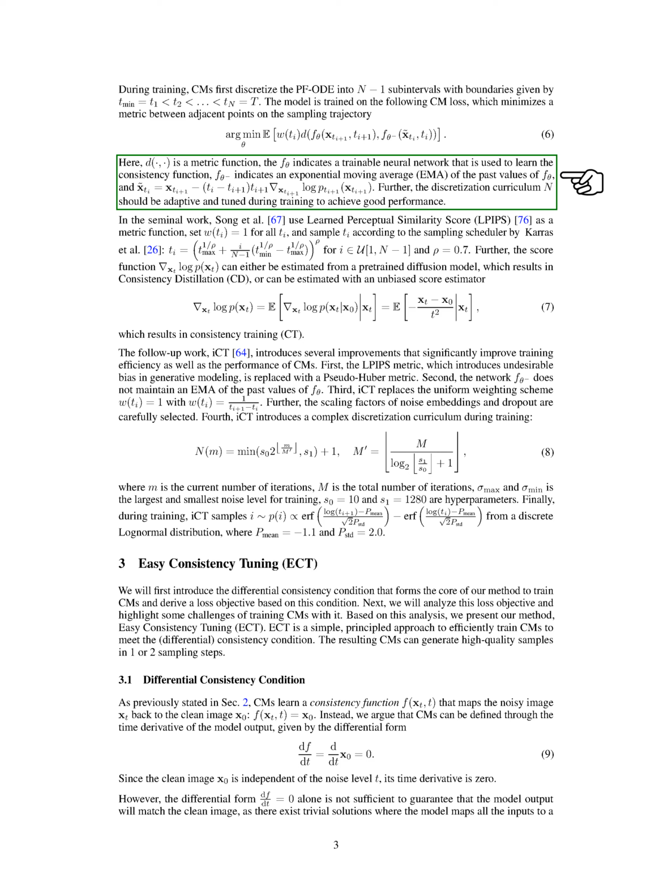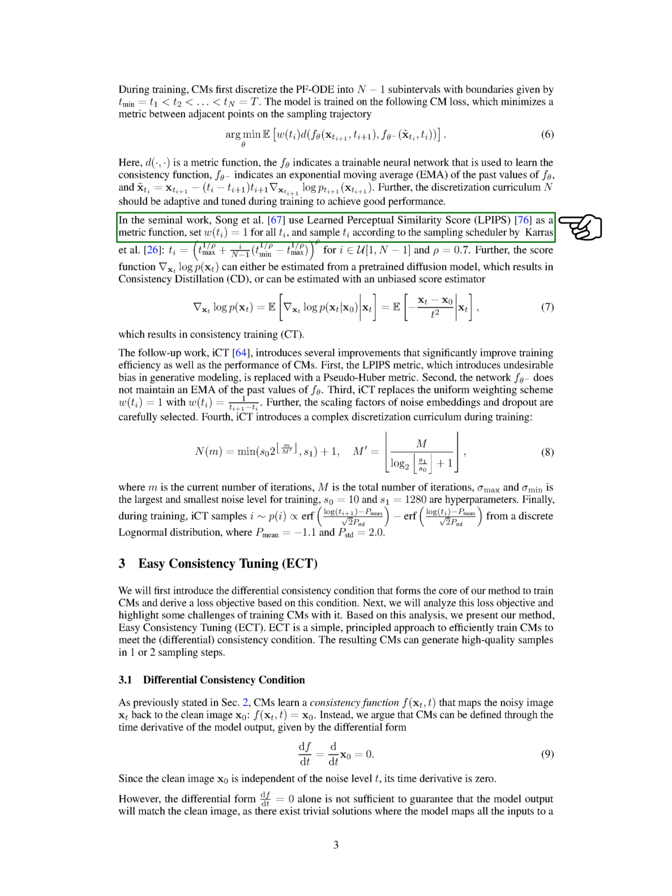The curriculum for discretization, denoted by N, should be adaptable and adjusted during training for optimal performance. In a key study, a metric function called Learned Perceptual Similarity Score, LPIPS, is used. Weights w(t_i) are set to 1, and sampling times t_i are determined based on a specific formula. The score function nabla_x_t log p(x_t) can be estimated from a pre-trained diffusion model, resulting in consistency distillation, or using an unbiased score estimator, resulting in consistency training.